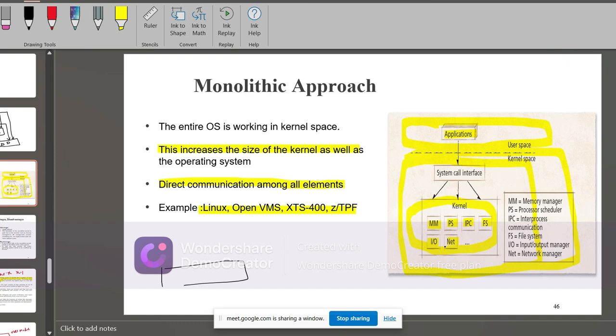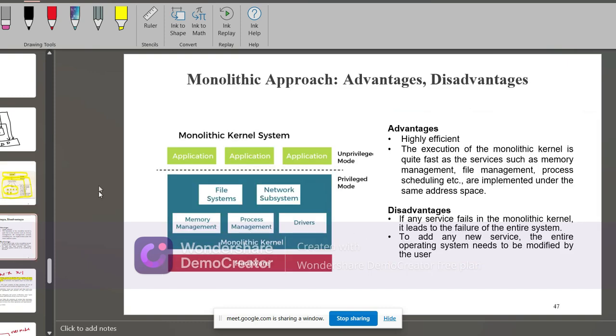What are the advantages? Regarding advantages, it has fast performance due to direct communication between components. And what are the disadvantages? While talking about disadvantages, it is difficult to maintain, a small error can crash the entire system, and there is a security risk due to lack of strict isolation between components. So these are the drawbacks of a monolithic structure.